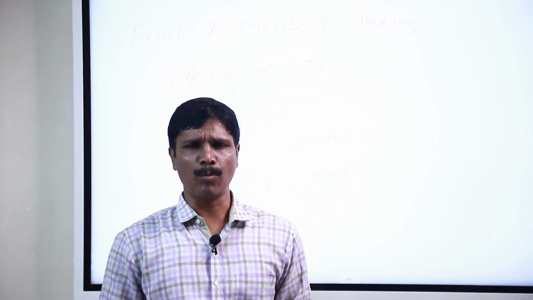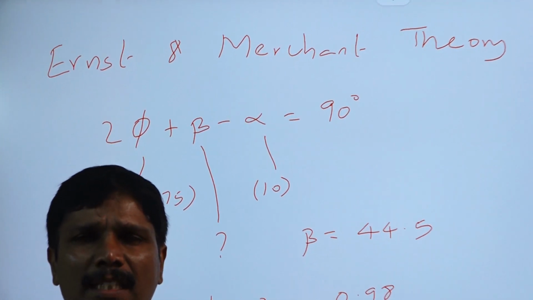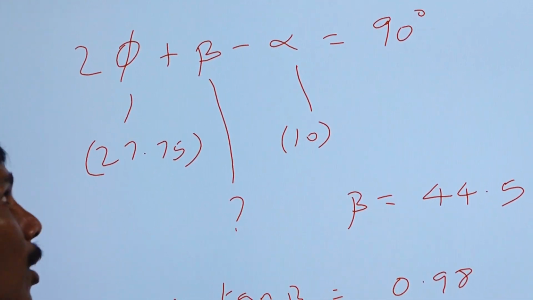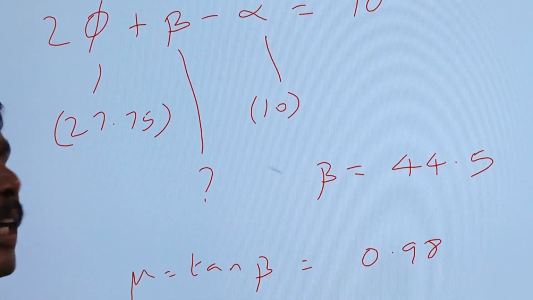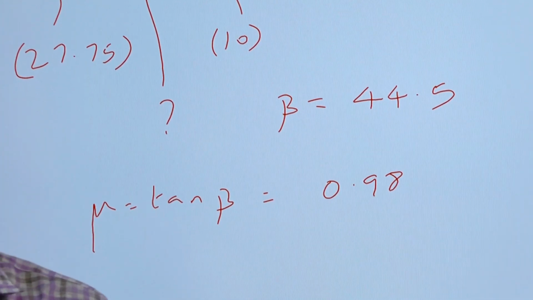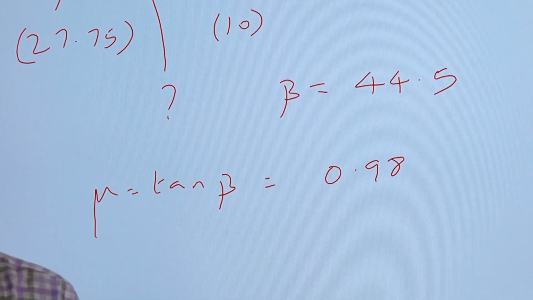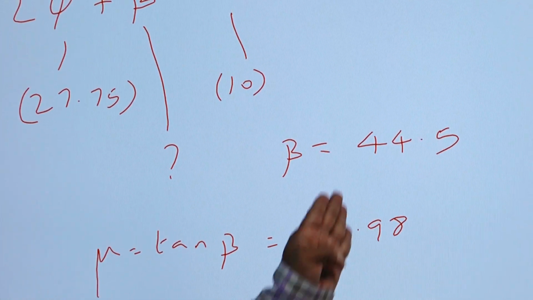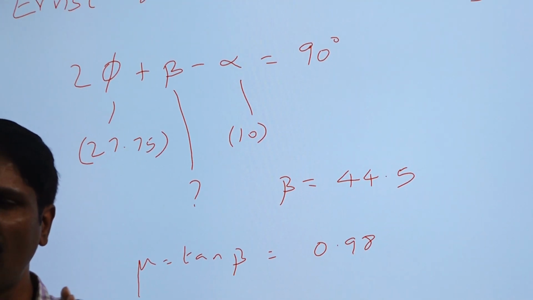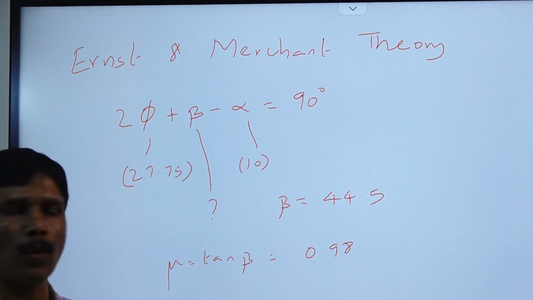Here we are going to see about the Ernst and Merchant theory. Their assumption is 2 phi plus beta minus alpha equal to 90 degree. We are substituting phi equal to 27.75, which is given in the problem, and alpha equal to 10 degree. Then we can calculate beta equal to 44.5 degree. The problem asks for the coefficient of friction, mu equal to tan beta, tan of 44.5 equal to 0.98. You have to remember tan 45 equal to 1, so this is slightly less, it is 0.98. So it is closer to 1.